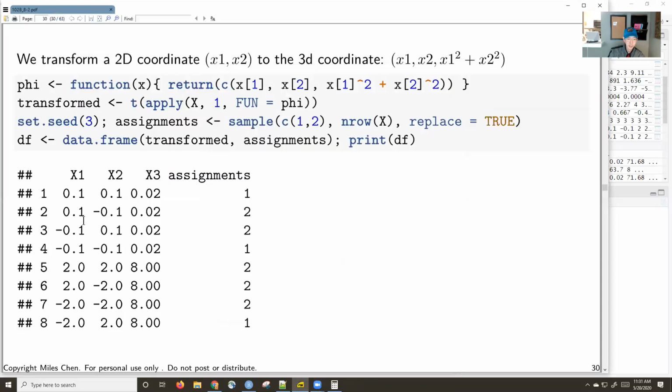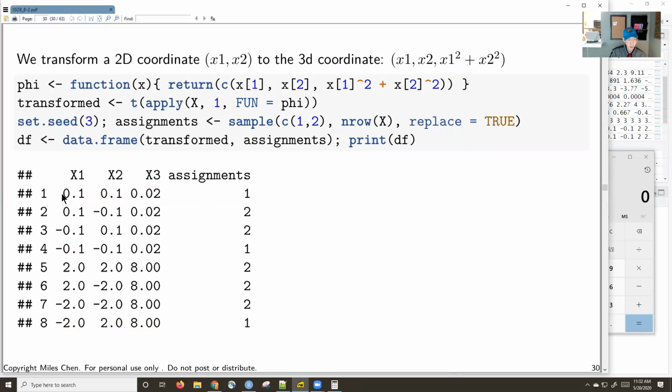The centroid of the first cluster is going to be the mean of these points. For the x1 coordinate, we do 0.1 minus 0.1, which is 0, minus 2.0, which gives me negative 2, and I divide by 3, which gives me negative 0.667. Do the same thing for the x2 coordinate: I take 0.1, add a negative 0.1, which cancels out, and add a positive 2.0. So 2.0 divided by 3 gives me 0.667.